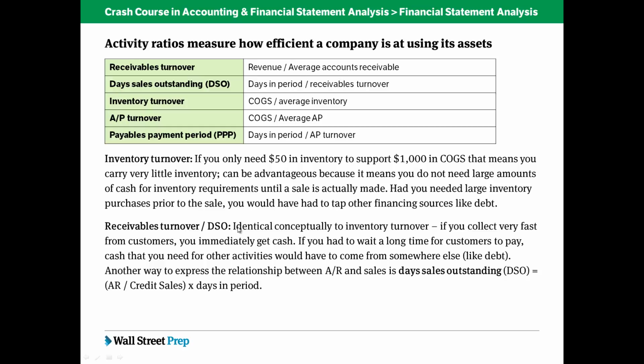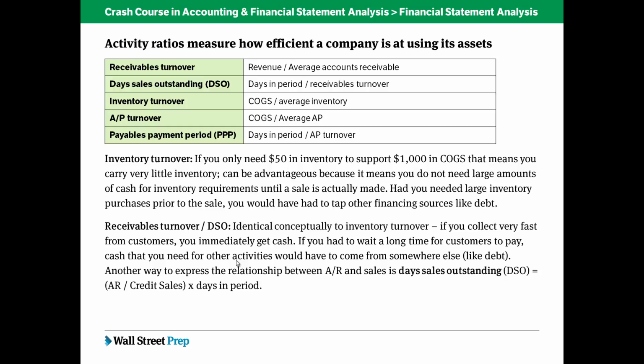Receivables turnover, or days sales outstanding, and both are very related ratios, are designed to provide you with an understanding of how quickly you collect from customers. If you collect very fast from customers, you immediately get cash. And if you had to wait a long time for customers to pay, cash that you need for other activities would have to come from somewhere else, like debt. And so generally, both inventory turnover and receivables turnover are something that you want to have be very high. You want to be able to turn over your receivables and your inventory very quickly.